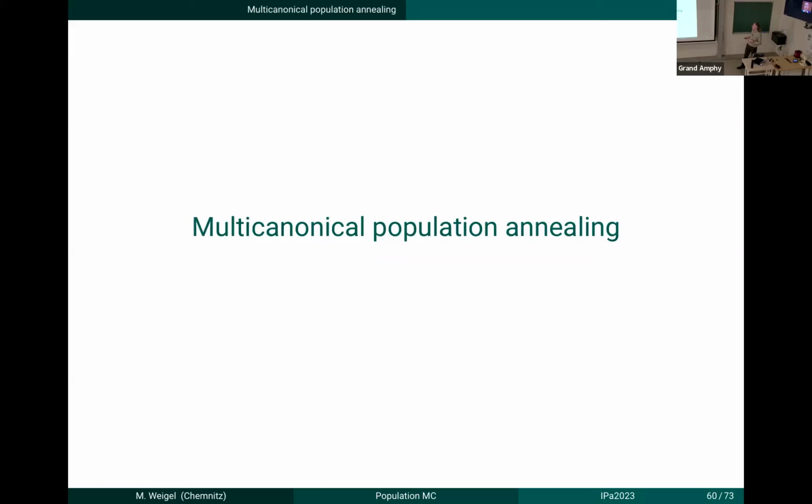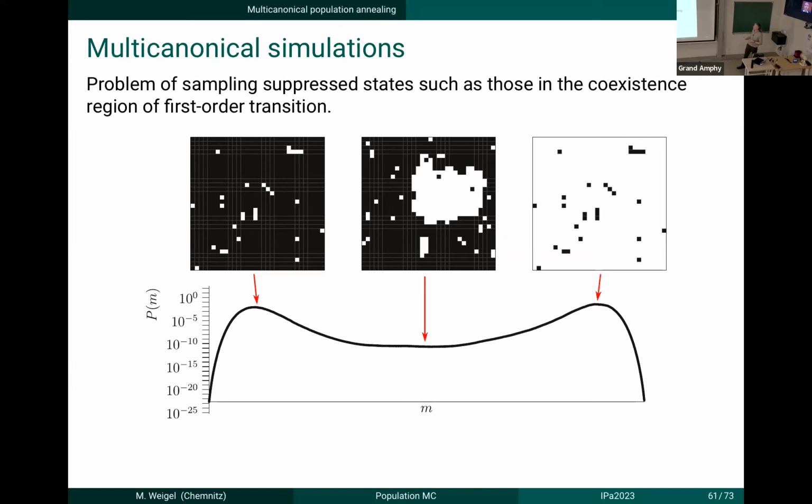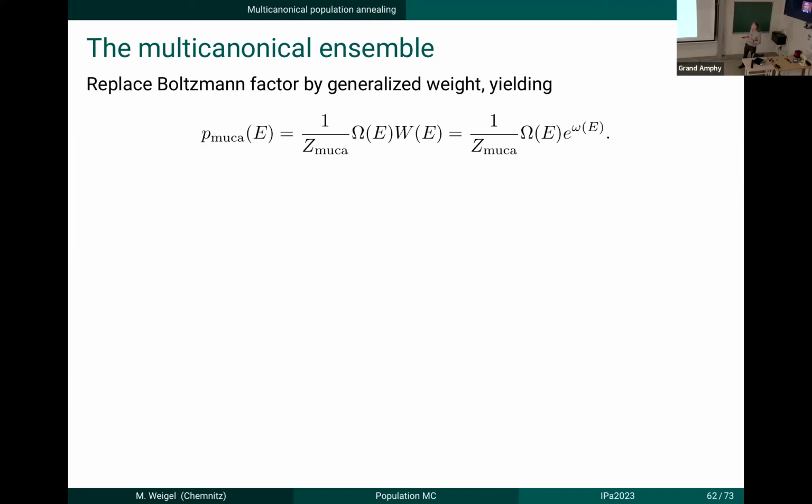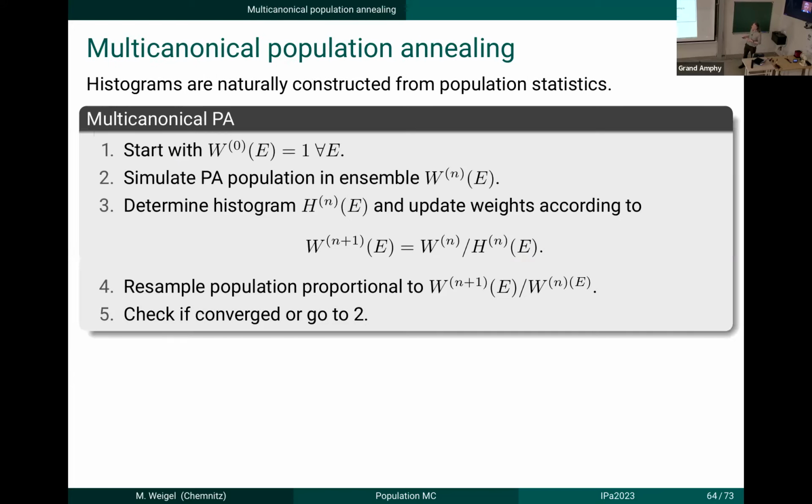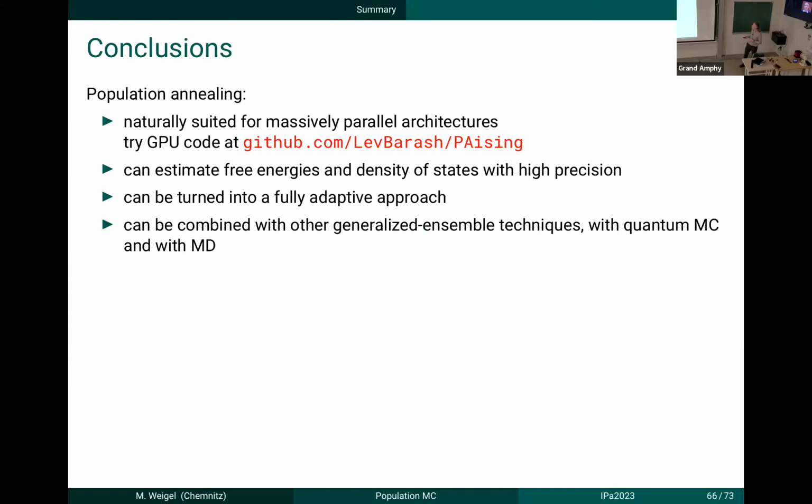Yeah, I should wrap up. Multicanonical is another thing that we're currently looking at, and that's connected to sampling of suppressed states. And this can also be combined with population annealing approaches, but maybe I'll tell you another time. Okay, so just to wrap up, oops, that was not the wrap up yet.